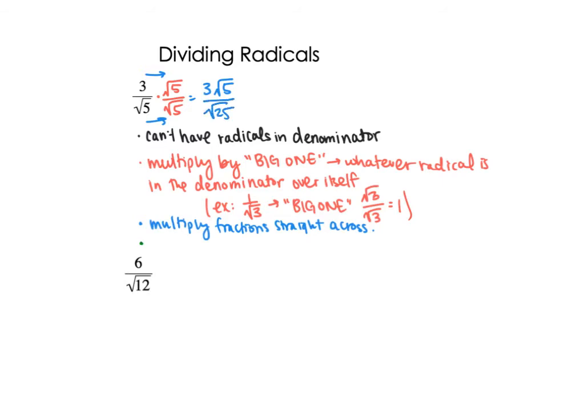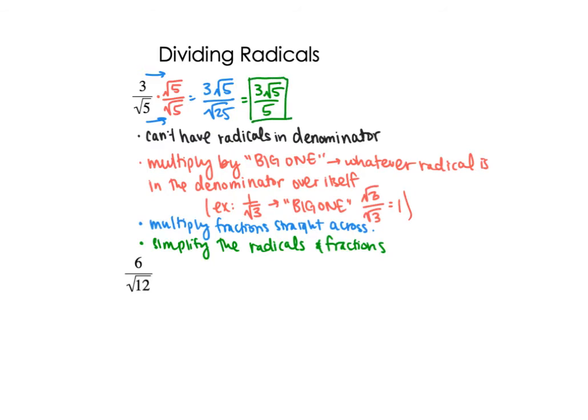The last step is you're going to simplify the radicals. And if there are fractions, you can simplify those too. Okay, so the square root of 25 is 5, so this becomes 3 times the square root of 5 over 5. And since we can't simplify 3 over 5, this is our final answer.